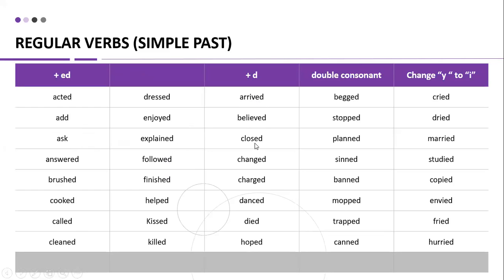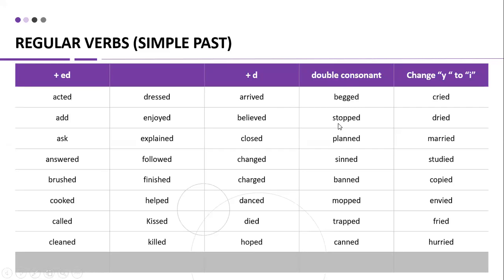Ok. Good. Y todos estos verbos terminan en E. Arrive, believe, close, change, charge, dance, die, hope. Todos terminan en E. Por lo tanto, solo le vamos a agregar la D nada más al final. ¿Okay? Y todos estos verbos terminan en consonante, vocal, consonante. ¿Okay? Double consonant. Vamos a doblar la última consonante. Beg, rogar. B-E-G, beg. So we double the last consonant. Doblamos la última consonante y luego le agregamos ED.